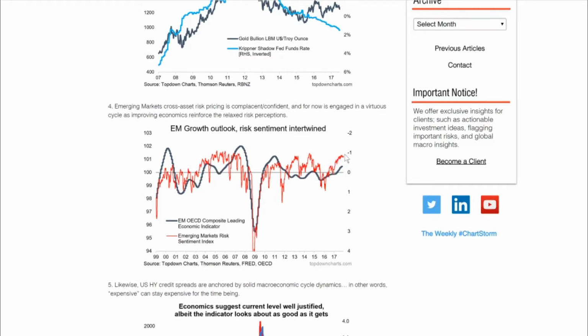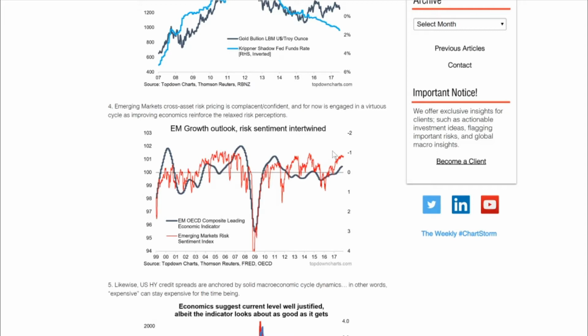because it's inverted, very relaxed levels, and this tends to get reinforced by the improvement in the economics. Of course, calmer risk pricing is also something that helps economic conditions, but you can see there that the two are sort of intertwined, and for now there's a virtuous cycle going on there.